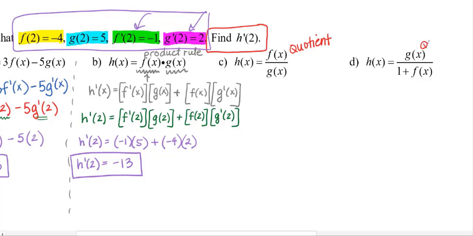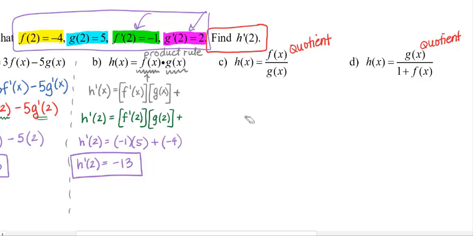And in D, I'm using quotient as well. Now for part D, it might look a little bit trickier because of the 1 plus, and in fact, it will get a little bit trickier, but not too bad. Okay, this is kind of in my way here. So hopefully you got all that, or rewind the video. It's the beauty of a video, right?